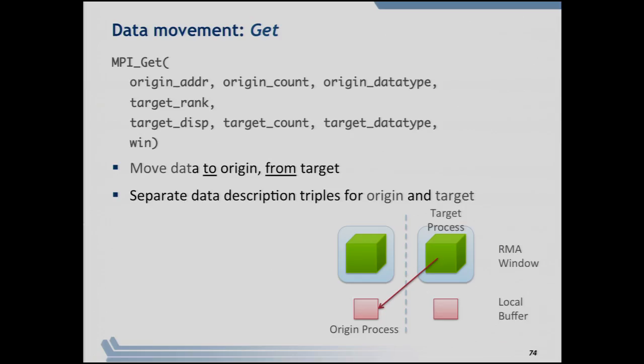Okay, so Get looks like this. In the language of MPI RMA, we talk about the origin process and the target process. The origin process is the one that is making these calls. The target process is the victim, the process whose public memory in that window object is being accessed.